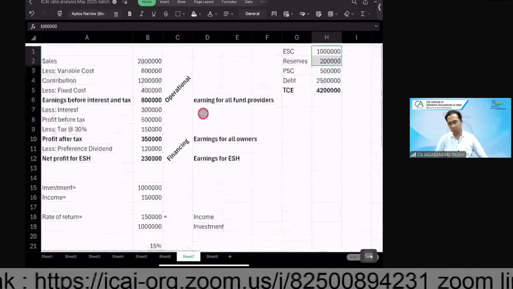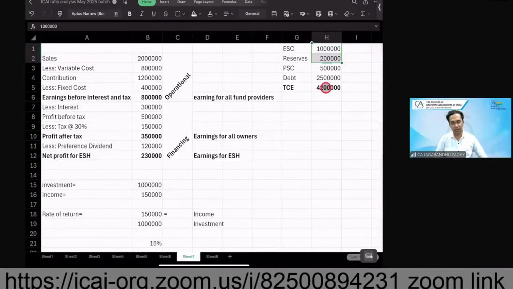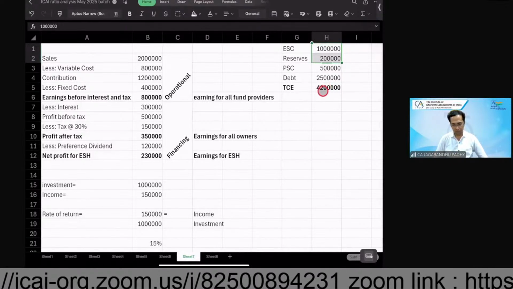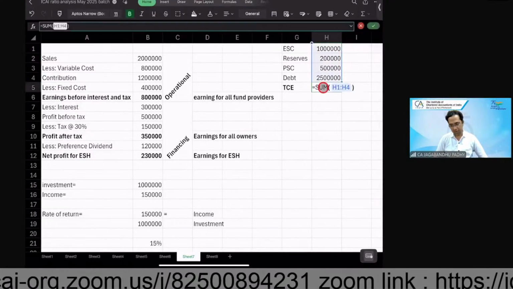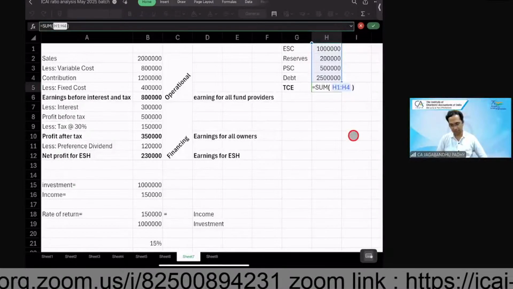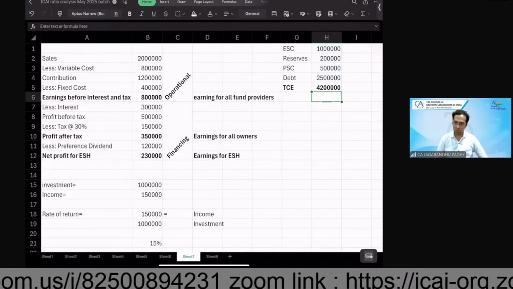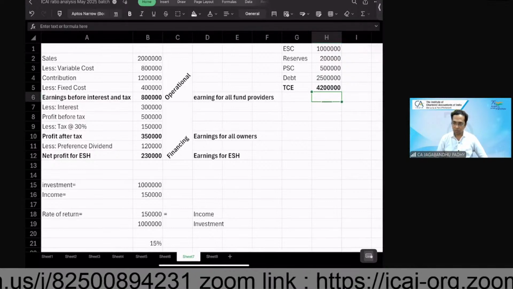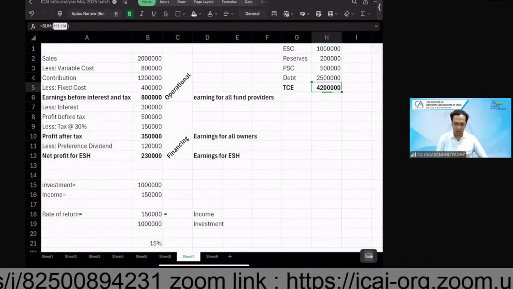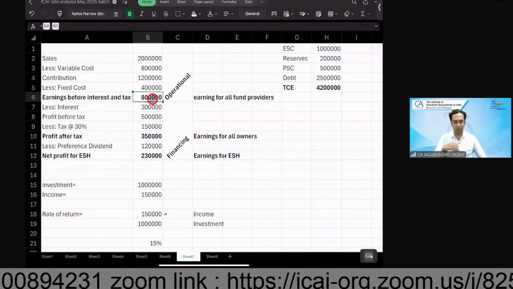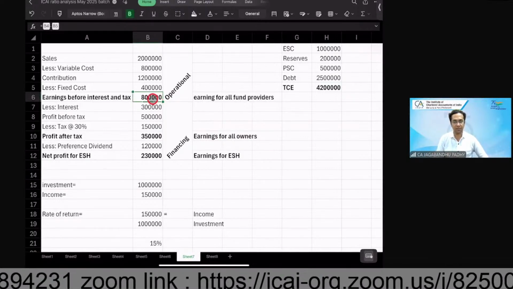All funds, yeah. So total funds that have been invested is 42 lakh in the business, right? It's on total capital employed. Yes, it's total capital employed. Total capital employed is 42 lakh. On that, the company has earned the EBIT. And from that EBIT only, you're going to pay other portions.